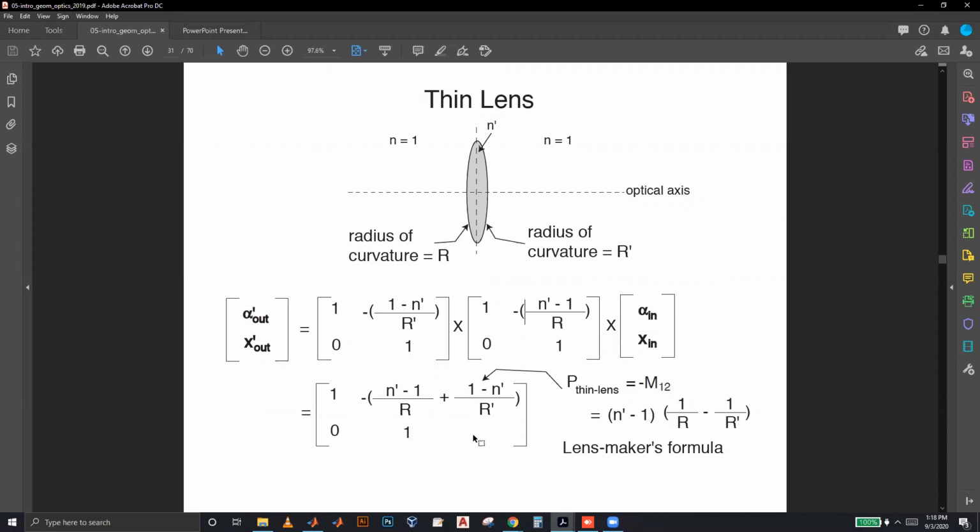So you do one matrix multiplication in this case, and you derive this final system matrix for the thin lens. Very easy to see since all the other terms are 1, 0, 1, and you have just one term which is a little bit complicated. Very important to keep in mind this term, the M12 term with a negative sign in front of it, is called the power of the thin lens.